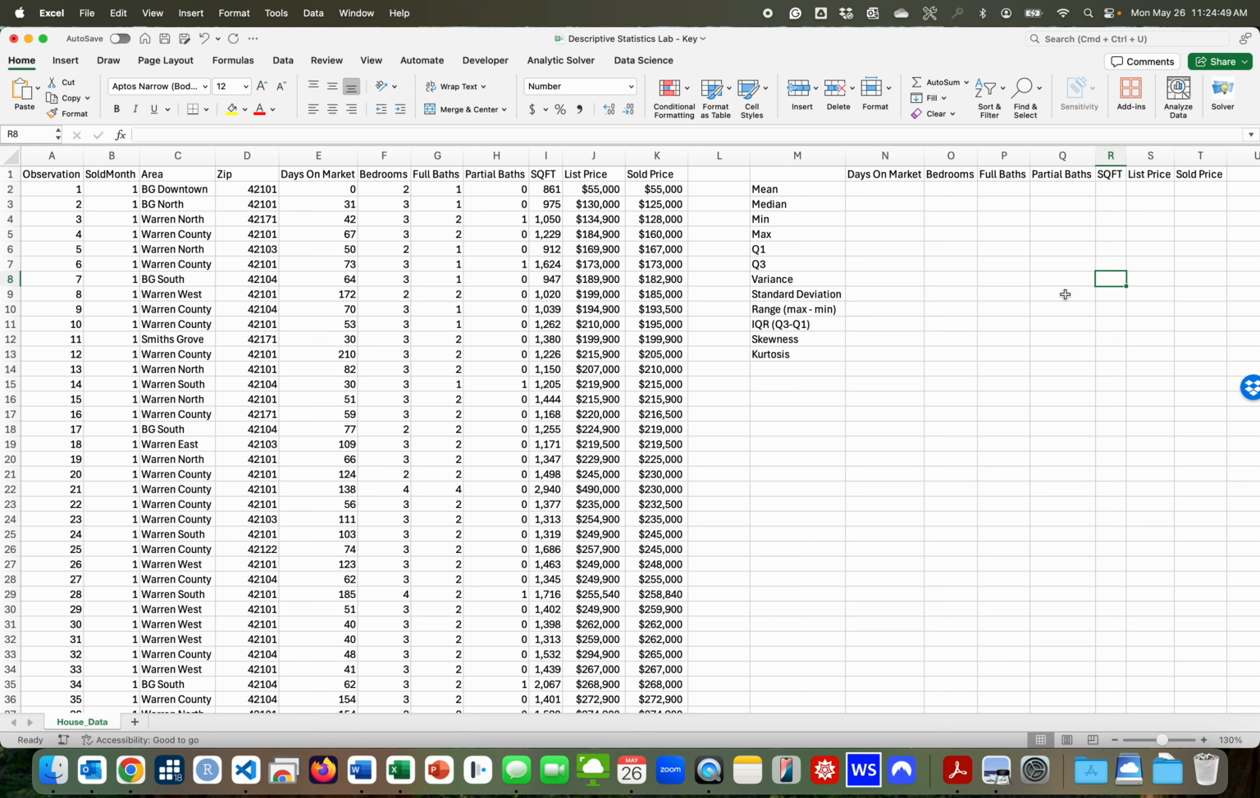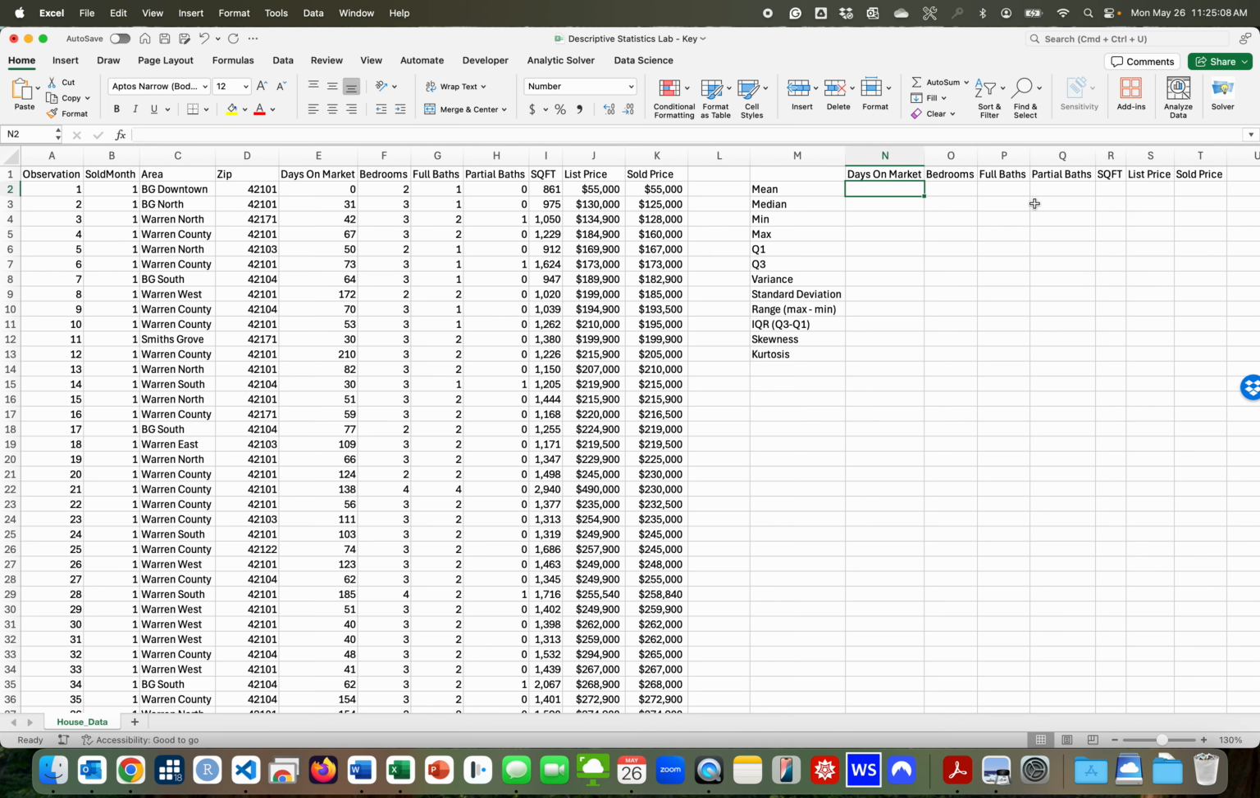So what we want to do for each of these variables, we want the mean, the median, the min, max, the first quartile, third quartile, variance, standard deviation, the range, which is just the maximum minus the minimum, the interquartile range, which is Q3 minus Q1, skewness, and kurtosis.